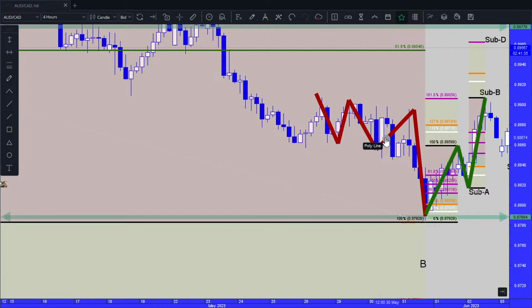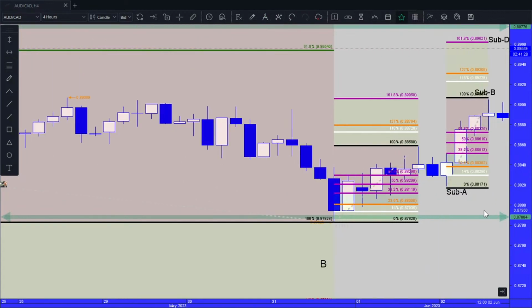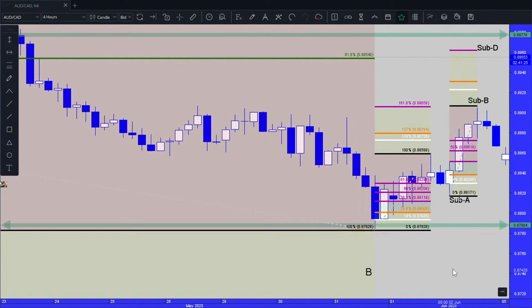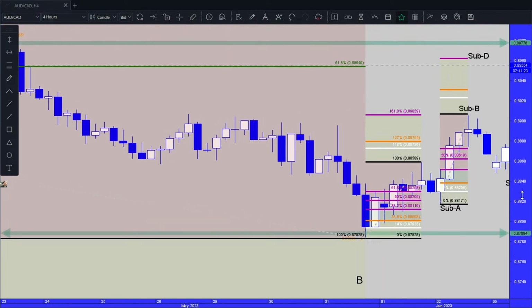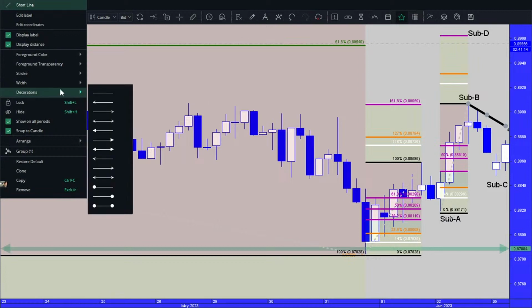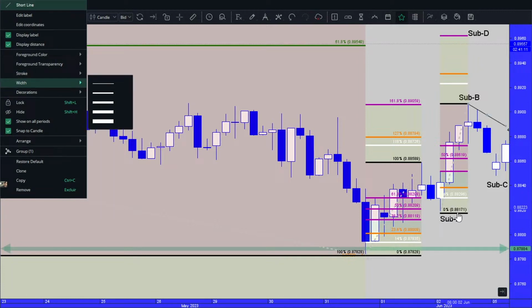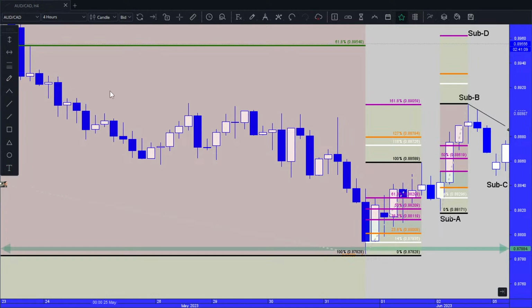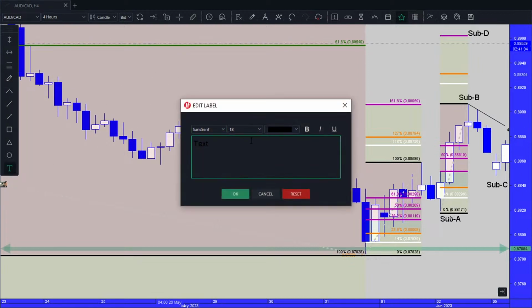Alright, if this is clear, I have my sub A, sub B, and this is my sub C. So, simple trading strategy: counter trend line break. Alright, if you want. So, text again, 24.